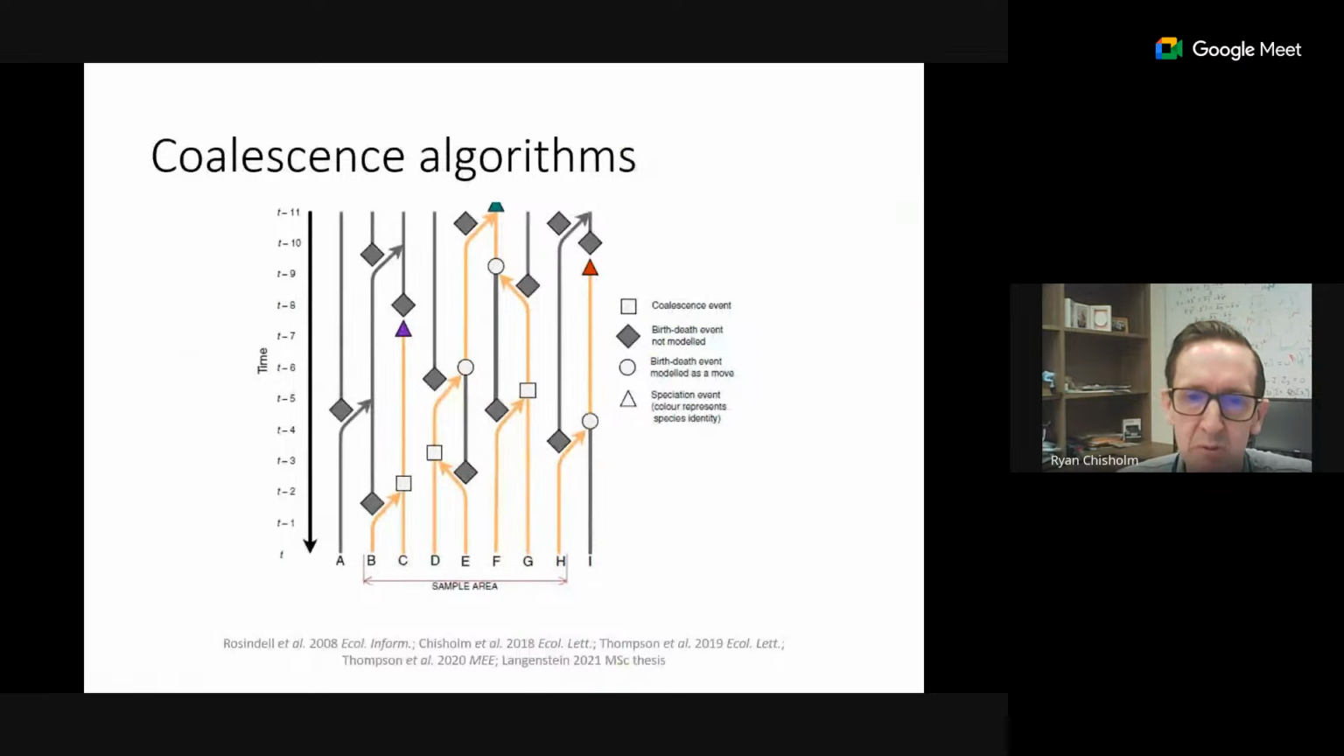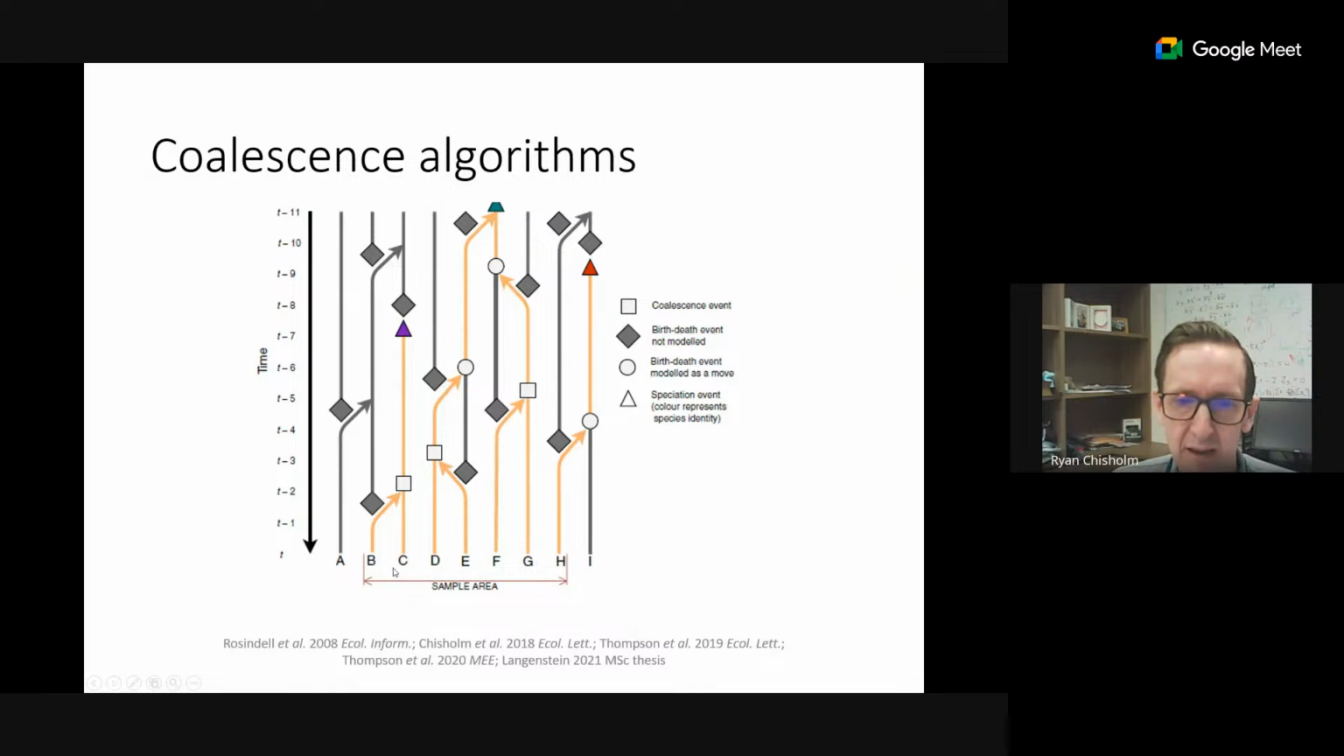Okay, and to do this, it needs to be really fast. When I showed you that individual-based simulation earlier, I just did it forwards in time, which is the naive way to do it. But it's actually much, much faster to run it backwards in time using these coalescence algorithms. These were originally developed for population genetics to study gene frequencies changing in a population. James Rosindell in 2008 imported this to ecology to study biodiversity models.